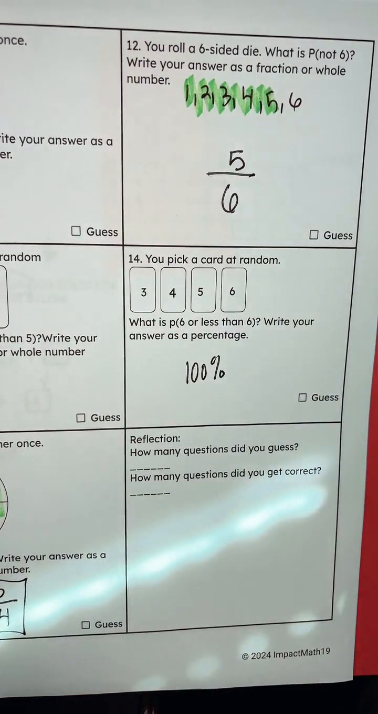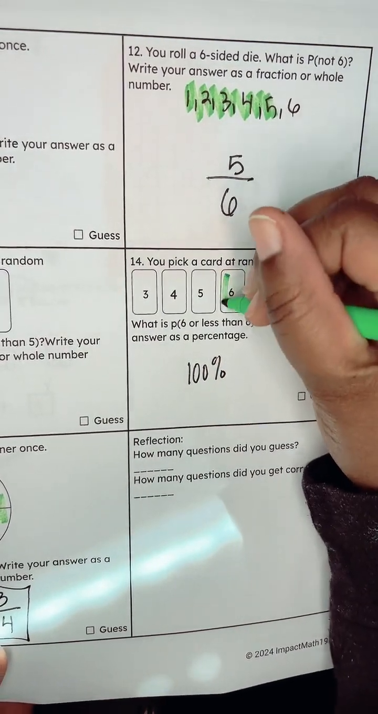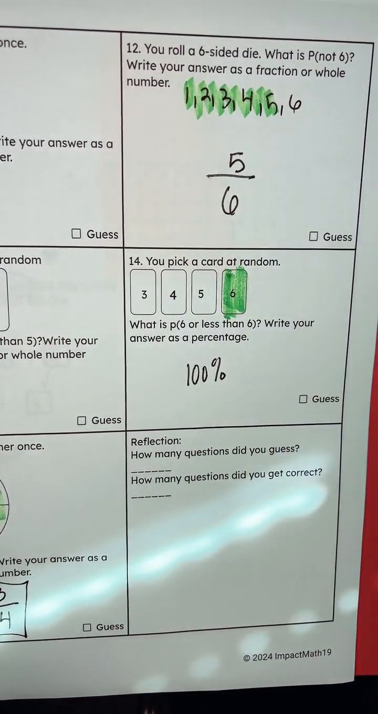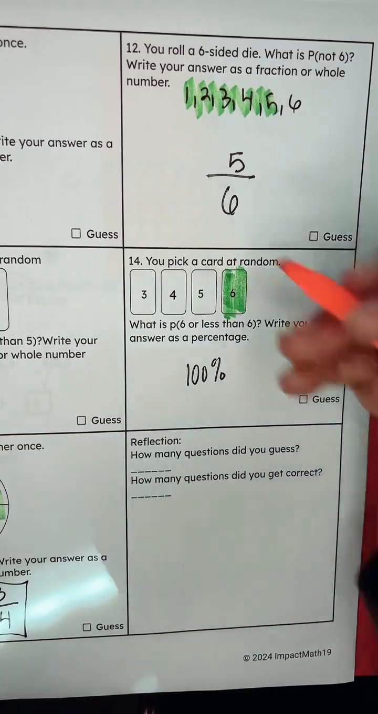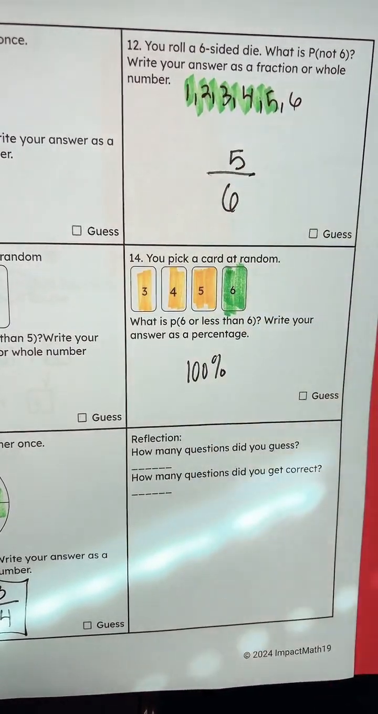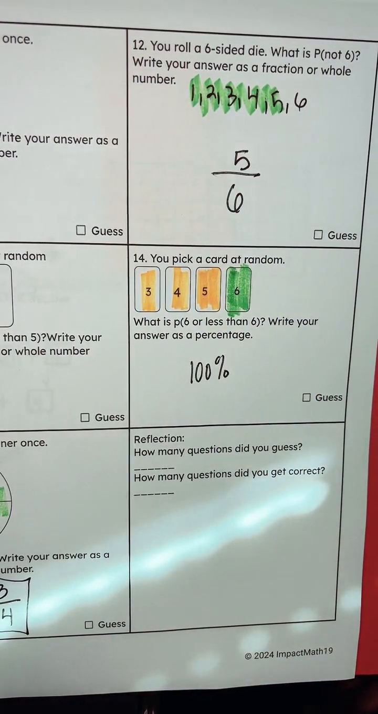For my visual learners, they want to know why. Remember, it said probability is 6. So if we highlight 6, we got that. But we also want less than 6. And 3, 4, and 5 are all less than 6. And you see how everything is highlighted? That's always 100%.